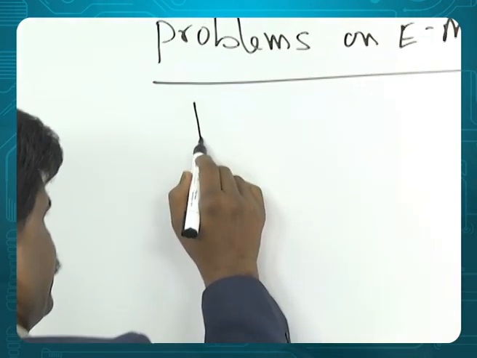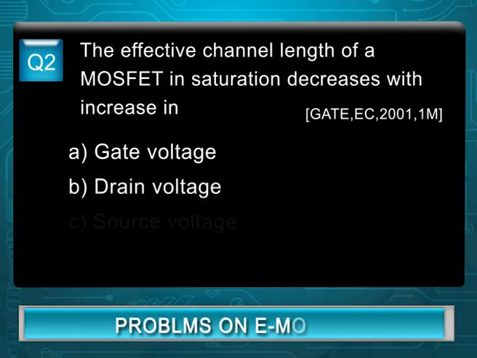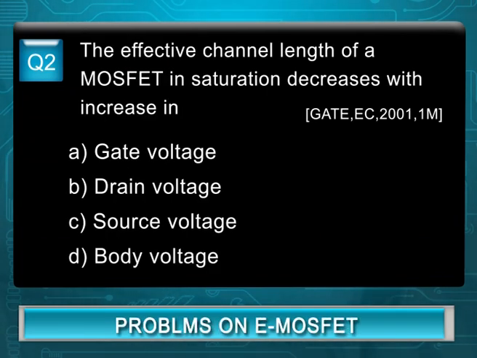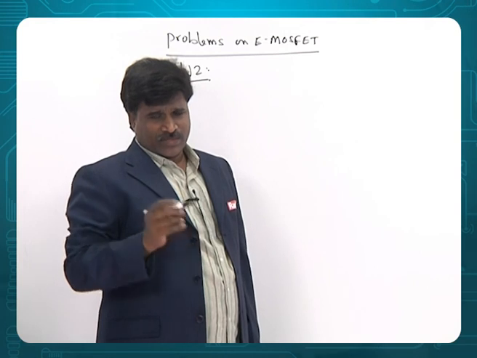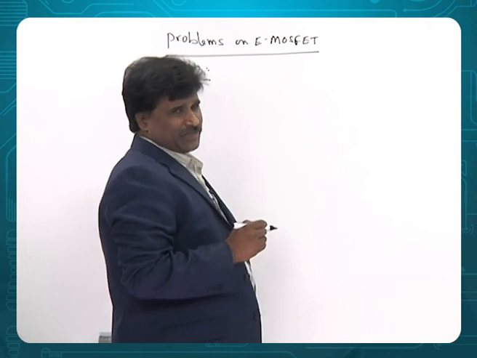Question number 2. The effective channel length of a MOSFET in saturation decreases with increase in: A. gate voltage, B. drain voltage, C. source voltage, D. body voltage. GATE EC 2001, 1 mark. By this you can say you can have 2 bits. So let us see what is really happening.